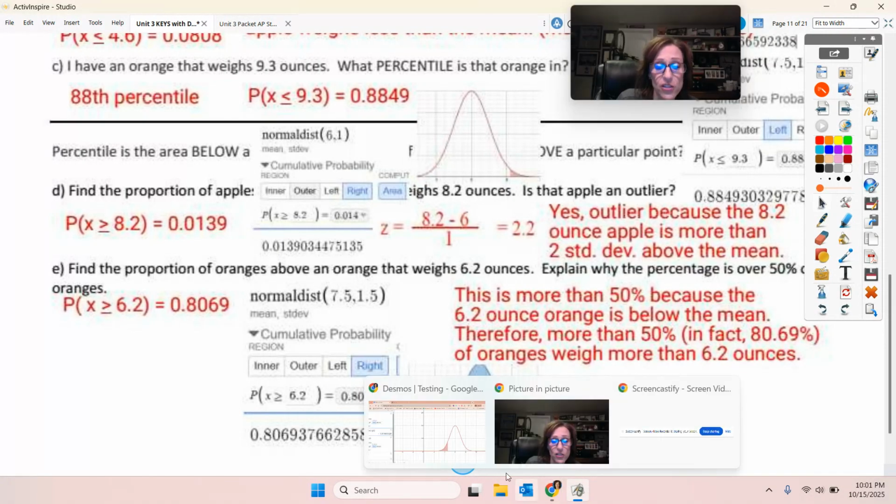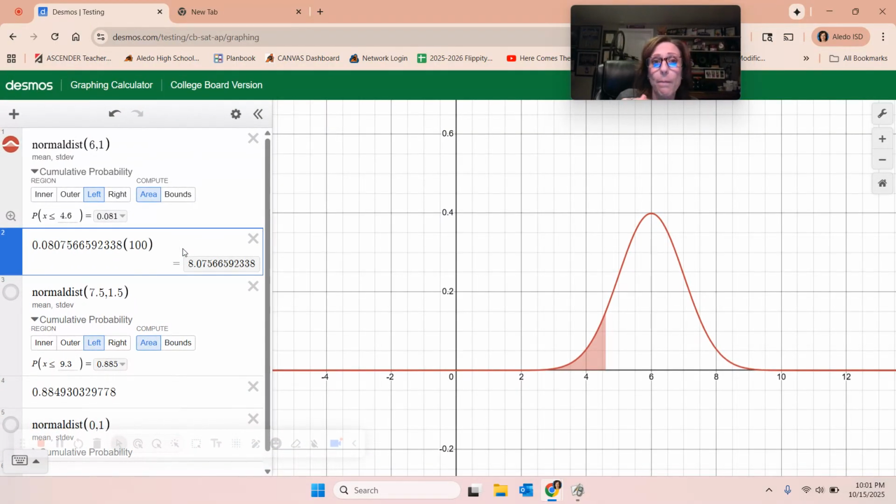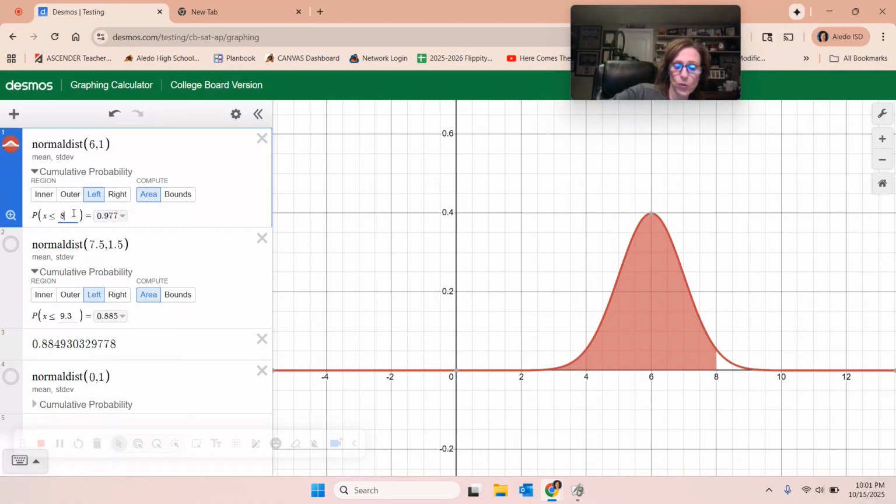So first, what's the area above an 8.2 ounce apple? So I need to be here on my mean of 6, standard deviation of 1, and I've got 8.2 ounce, but I don't want to go below it. I don't want to go left. I want to go above it. So I want to go to the right. See, so here this is. It's a much smaller area.